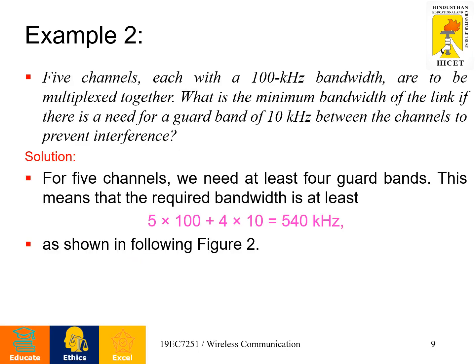Example 2 is guard band. So if there is 100 kilohertz bandwidth to be multiplexed together, what is the minimum bandwidth utilized by this particular thing? For example, if there is 5 channel, each of 100 kilohertz, so 5 into 100, 500 plus. In between each channel, we have to insert one guard band. It is of 10. So 5 into 100 plus 4 into 10, which is 540.